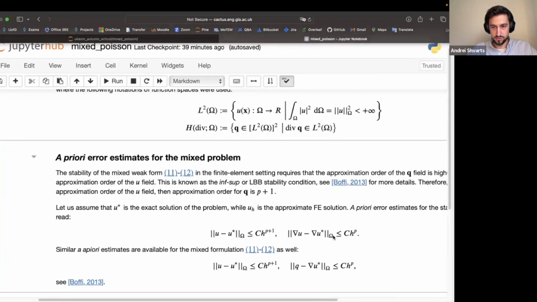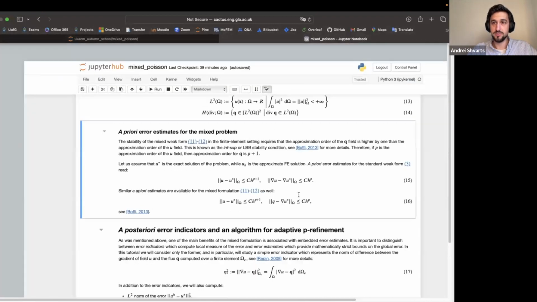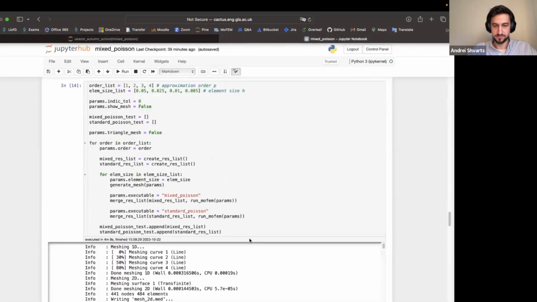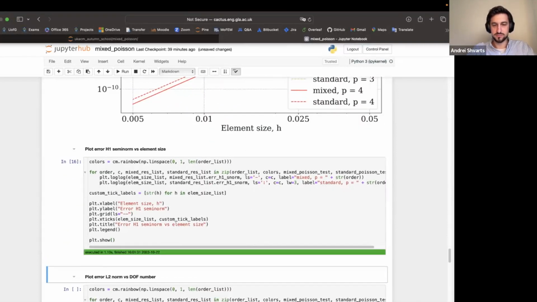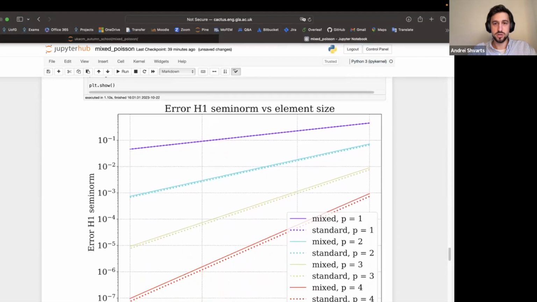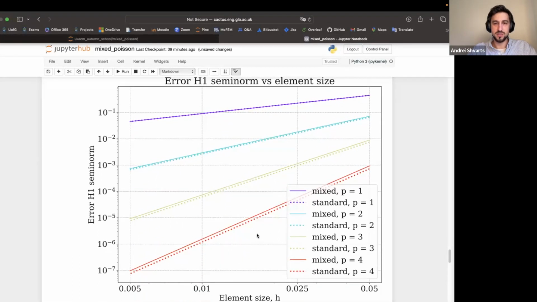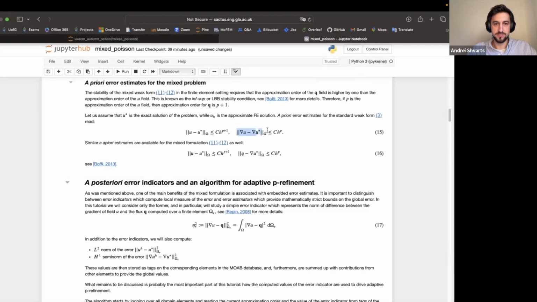And now we can look into the a priori error estimates for the gradient of the solution and compare it with what we are seeing in our simulation. So the second plot that we're going to be seeing over here is the H1 semi-norm. So the H1 semi-norm is the L2 norm of the gradient of the solution. And we are computing the difference between the finite element solution and the exact solution, as is given over here.